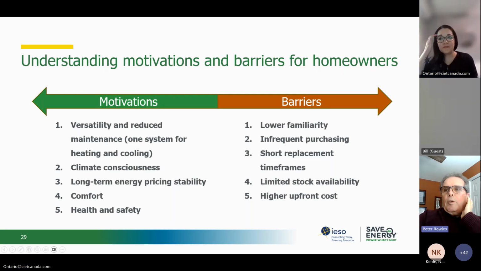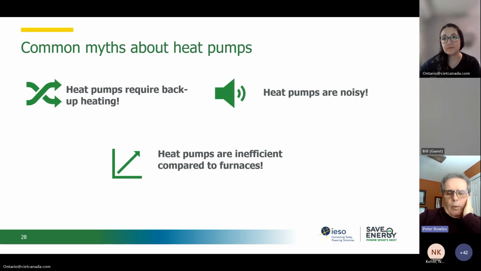And in terms of efficiency, even at COPs greater than 1, they're more efficient than conventional electric heating, and on an energy basis, more efficient than furnaces.